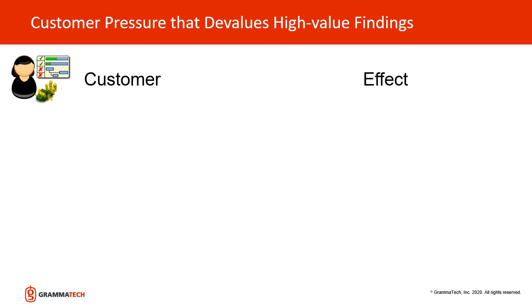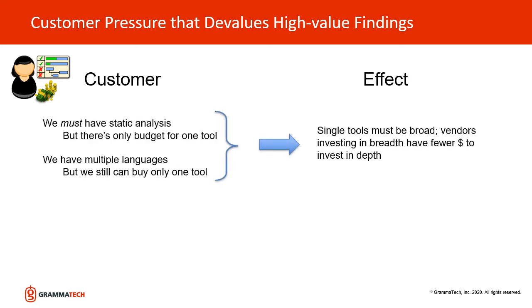So how does this come about? Well, it comes about through pressure exerted by customers on vendors that is a consequence of some of the things we talked about earlier. So here's one thing the customers say to us. They say, we must have static analysis. We recognize that static analysis is a good thing to have, but there's only budget for one tool. And furthermore, we've got lots of languages, not just C. Maybe we've got some Python, maybe we've got C# or Java, or even things like Perl. But we're only allowed to buy one static analysis tool.